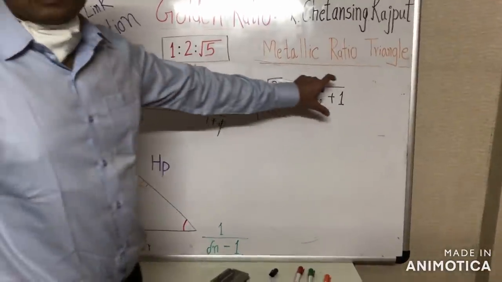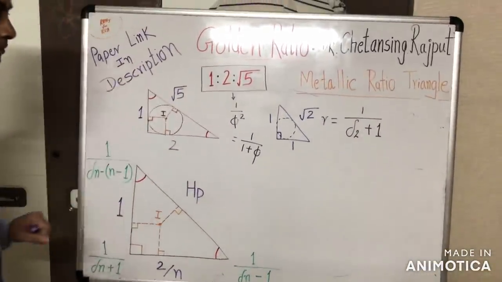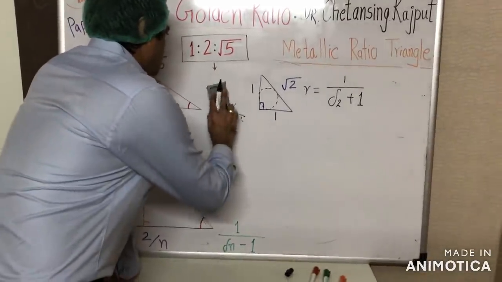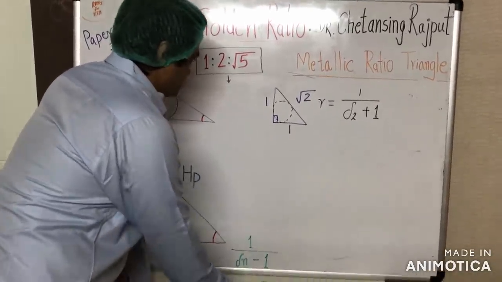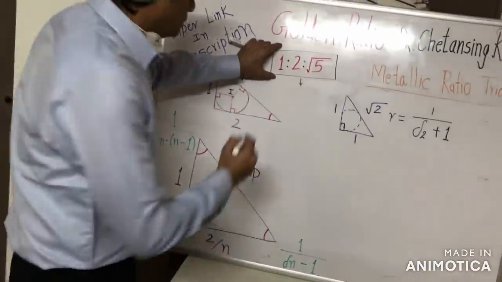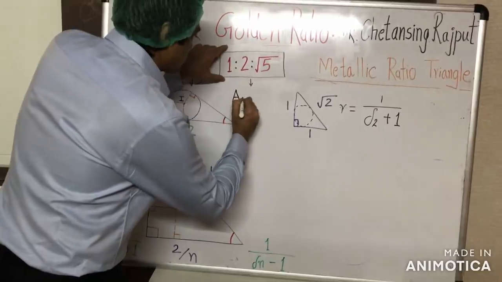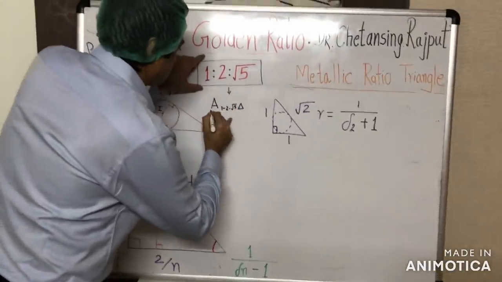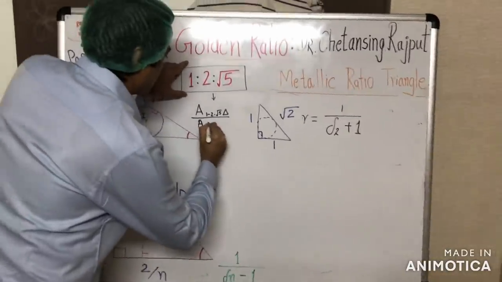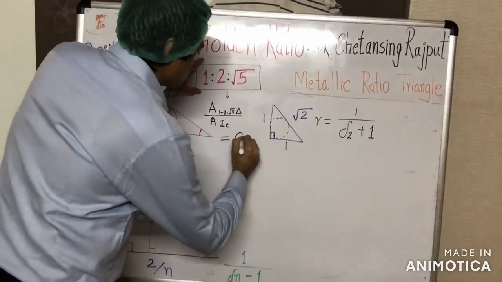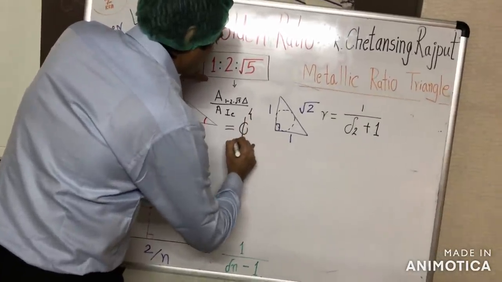The things can be generalized like this. Okay, even if you remember, we had derived a wonderful equation: the area of this golden ratio triangle, or 1 to root 5 triangle, upon the area of its incircle. We had determined this ratio precisely equal to phi raised to 4 upon pi.